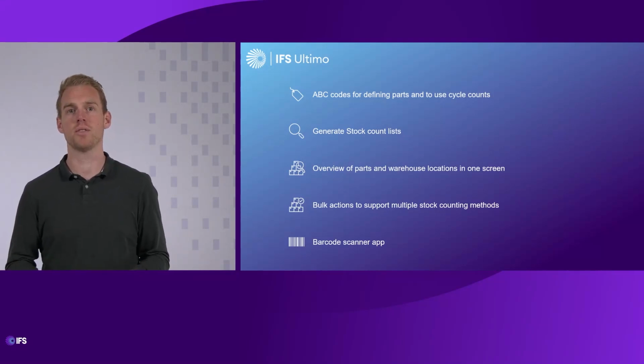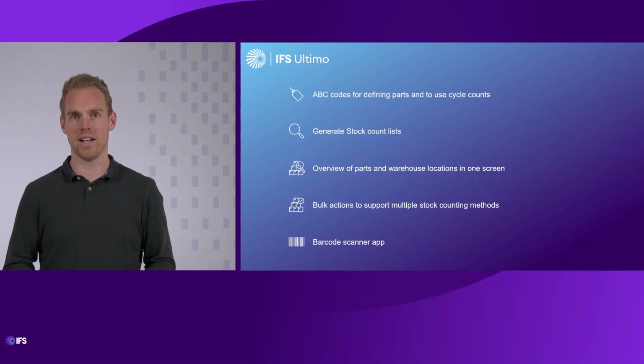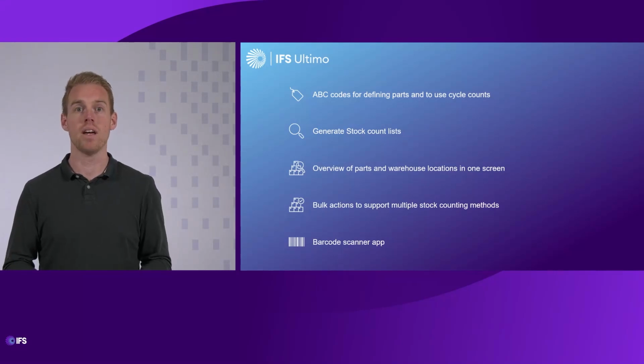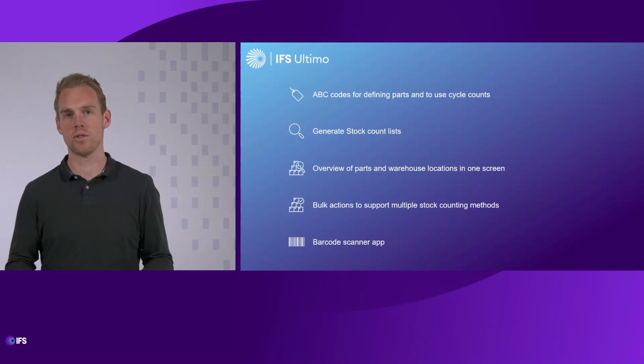You can use that screen also for creating new stock count lists, and you can do that with a bulk action. With the search criteria that you have in the selection list, you can use the selection list for multiple stock counting methods, and I will explain it during this webinar. We have also updated our barcode scanner app, which now includes a stock count feature, where you can process a stock count through the barcode scanner.